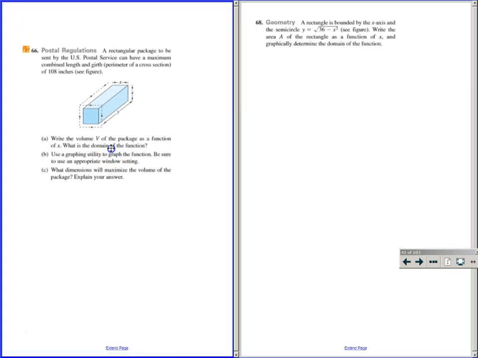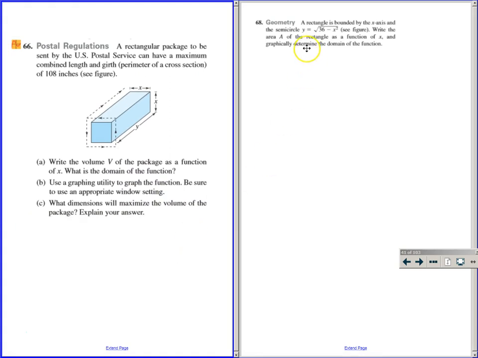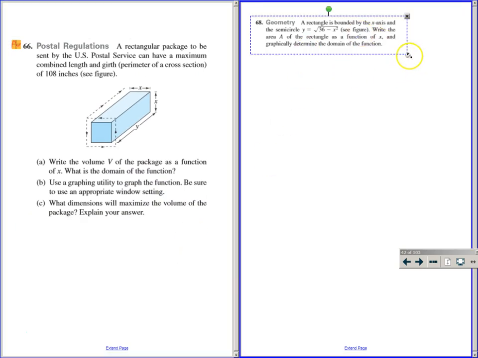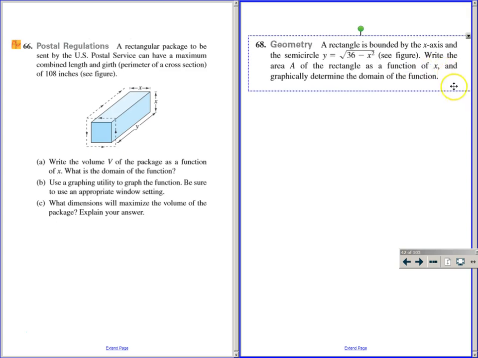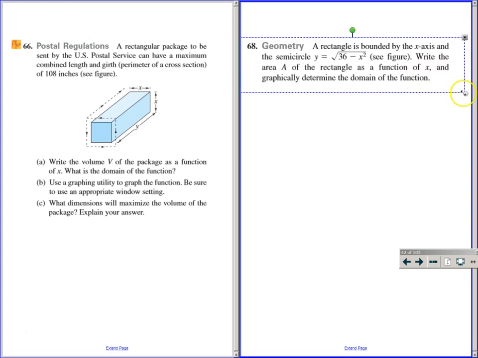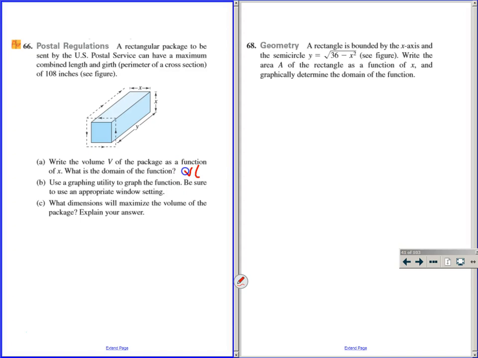Okay, 66. Should have made you feel like the NFL field problem. Did anybody feel a similarity to that problem? Some of you just didn't even try. Shame. Because in number 66, you have a geometric figure. Now it's three-dimensional, so it's not just a rectangle like the NFL. It's a rectangular solid, I think technically. But they are asking for V to be written as a function of x.